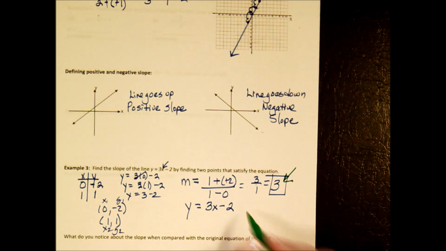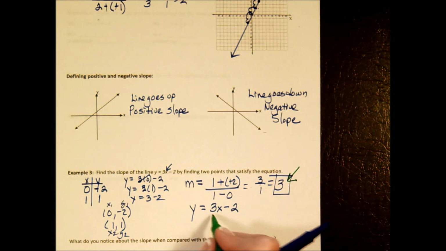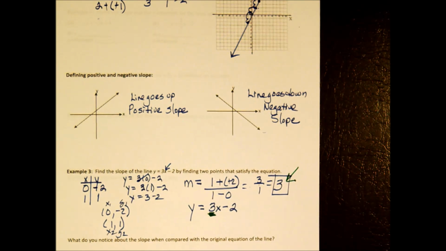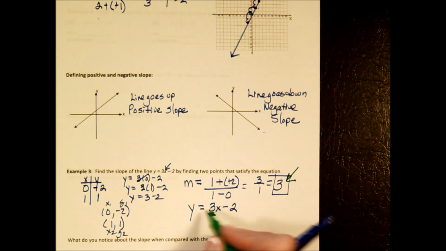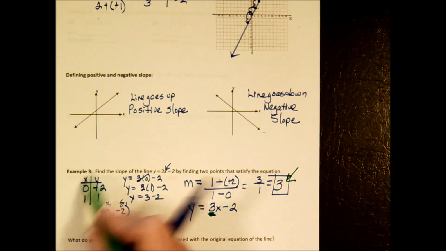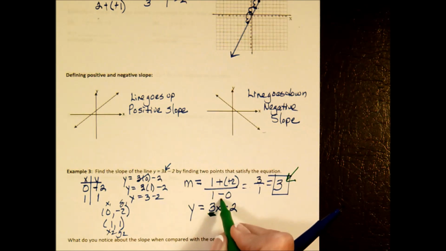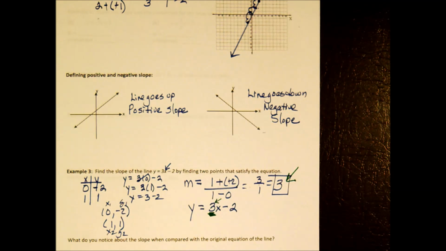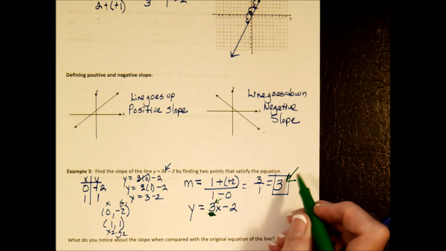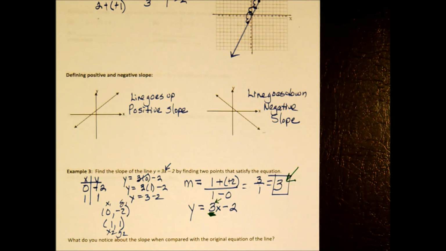Do you notice anything coincidental about my slope and my equation? What do you notice? This is a 3. This is a 3, the coefficient of x. Is that a coincidence? No, it's not. So when I have my equation in this form, I really didn't need to go through all of this rigmarole. I could have just looked at it, and I know that the number in front of the x is going to be my slope every single time, provided my equation is solved for y.